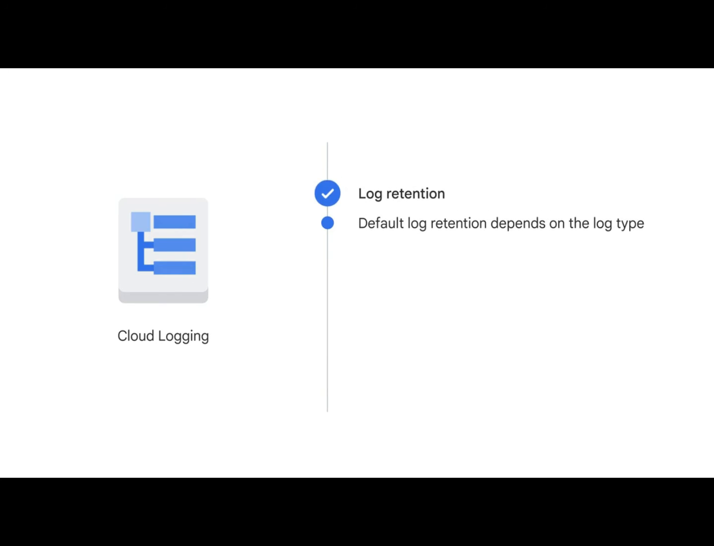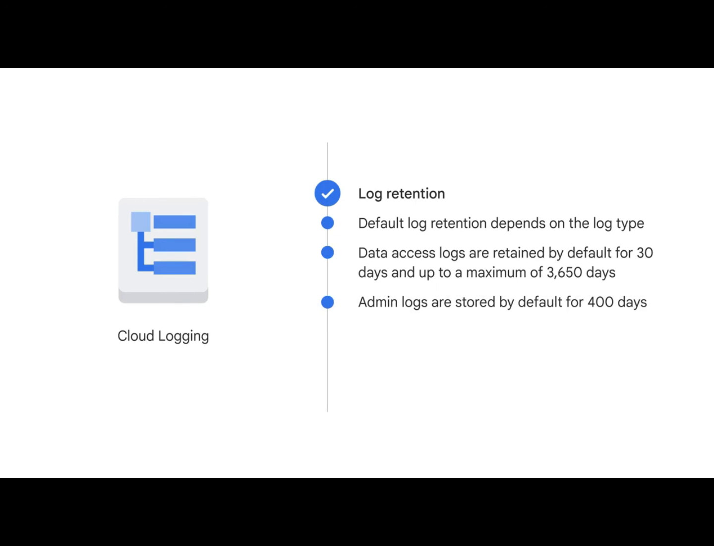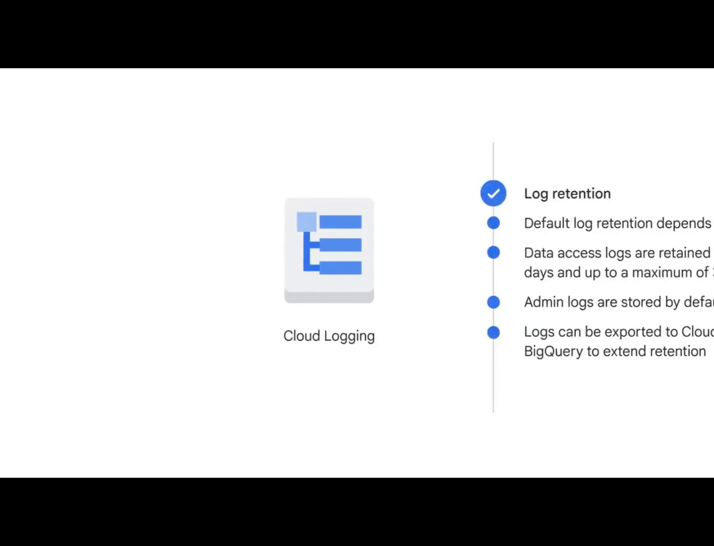Default log retention in Cloud Logging depends on the log type. Data access logs are retained by default for 30 days, but this is configurable up to a maximum of 3,650 days. Admin logs are stored by default for 400 days. Logs can be exported to Cloud Storage or BigQuery to extend retention.